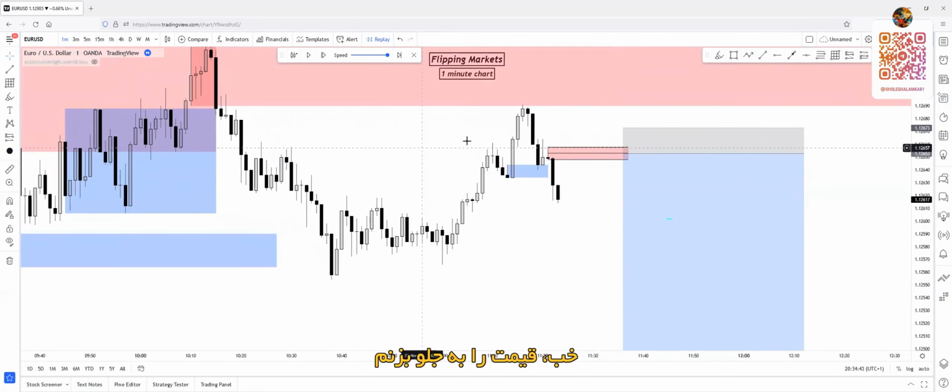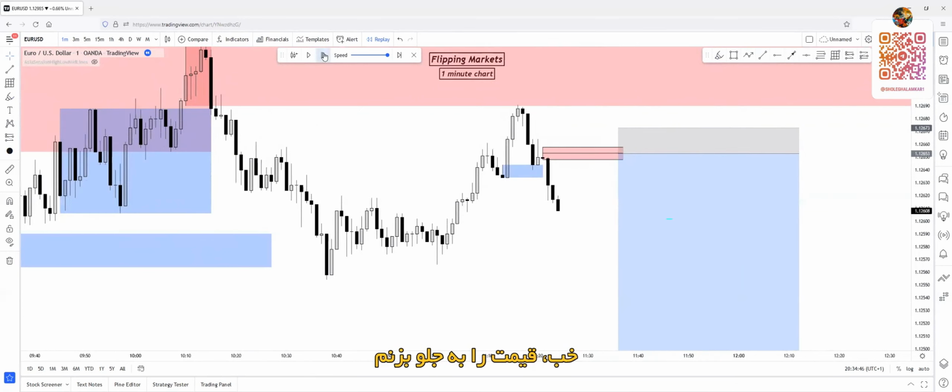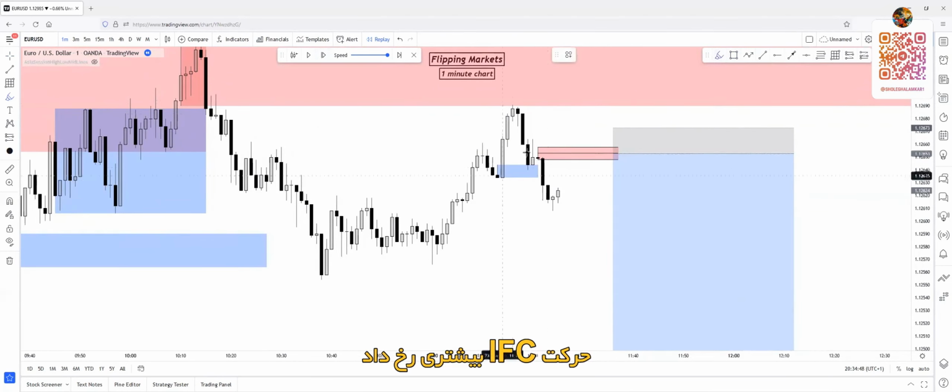Okay, so let's just play price forward. As you can see, more inefficient push came into the market.